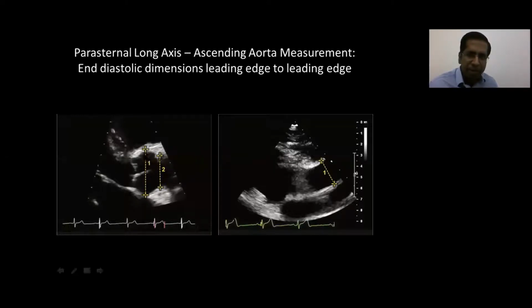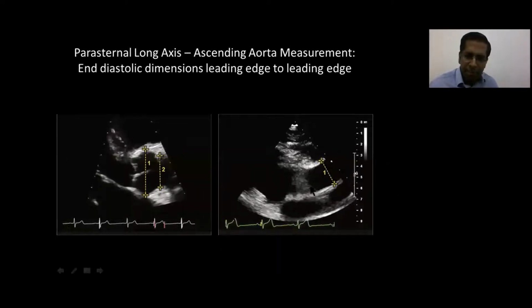So many times this particular term is used, leading edge to leading edge. Sometimes we may still be confused, but that is what it means. And when we say blood-tissue interface or inner edge to inner edge, it would be from this junction of black and white here to the junction of black and white here. So I'll repeat that again. This is leading edge going on to leading edge here. And all these measurements of the ascending aorta are taken leading edge to leading edge in diastole.